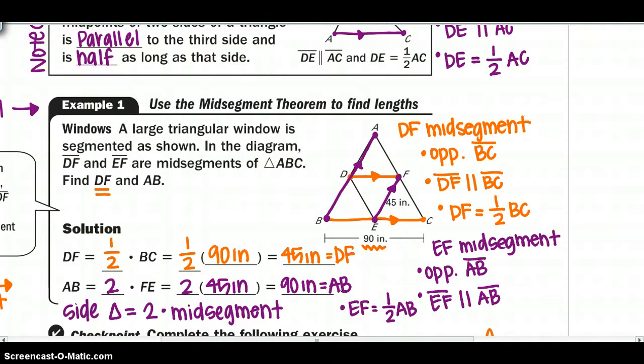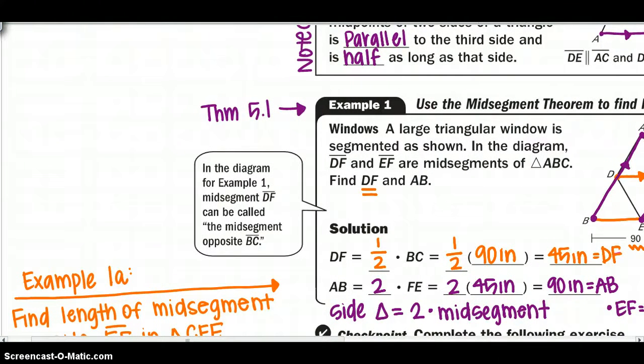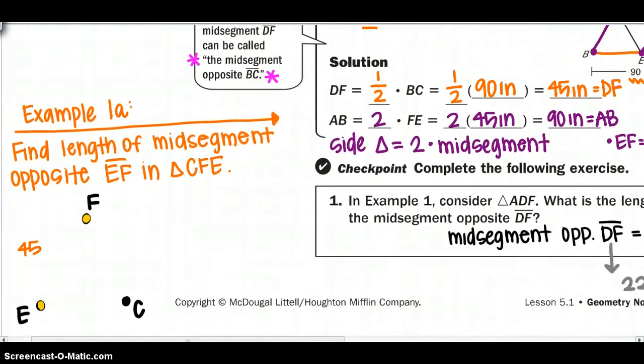All right, using that information, we're going to come over here. Here is some other terminology you might see. The mid-segment DE can also be called the mid-segment opposite BC. This terminology is very important for you to know so you can solve your equations correctly. Here is example 1A, and you can stop this video and write down the problem.